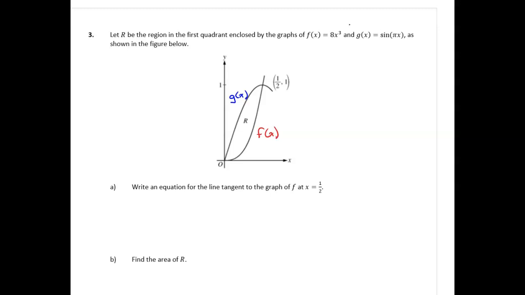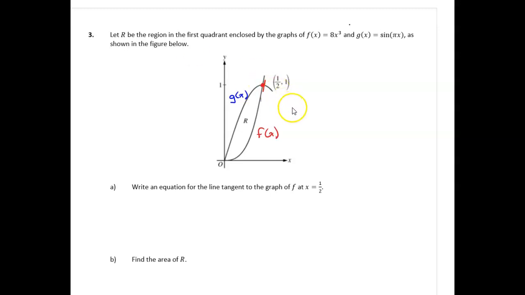Write an equation for the line tangent to the graph of f at x equals 1/2. Well, here they gave us the point. It goes through the point (1/2, 1). And then we're looking for the equation of the line tangent to that. So I'm expecting a positive slope, and that is going to be able to be calculated using the derivative.